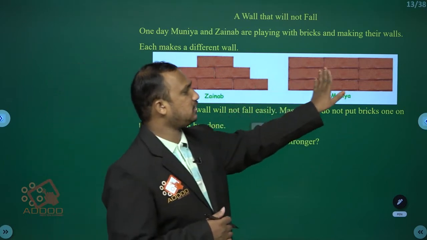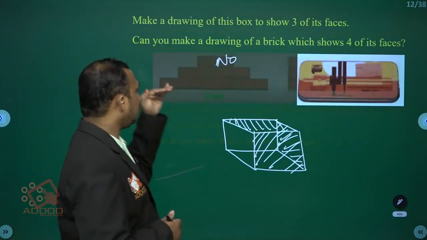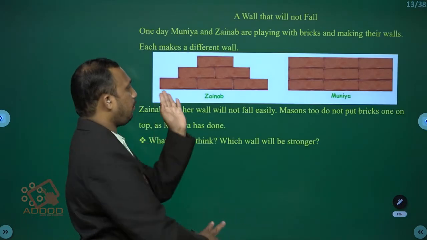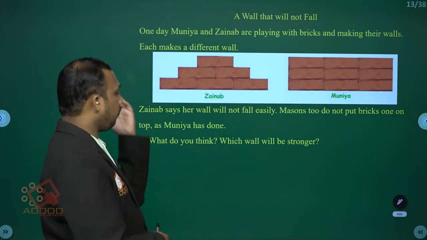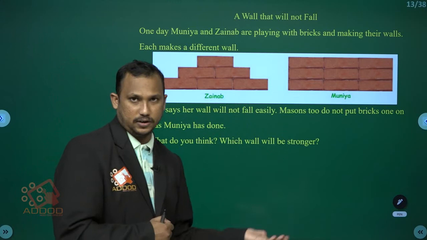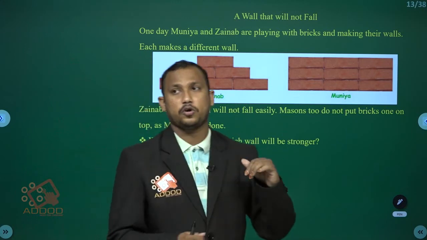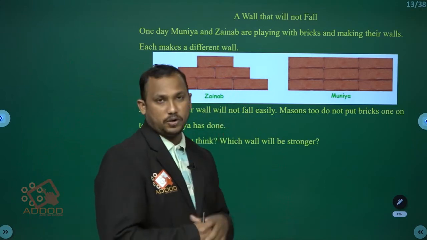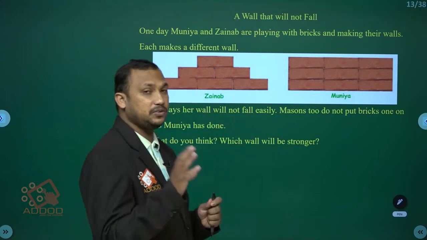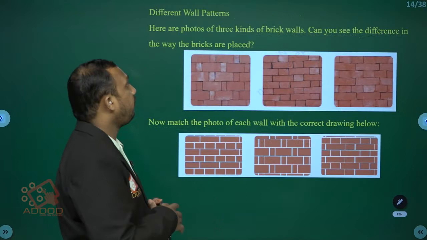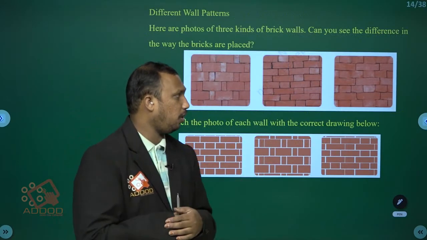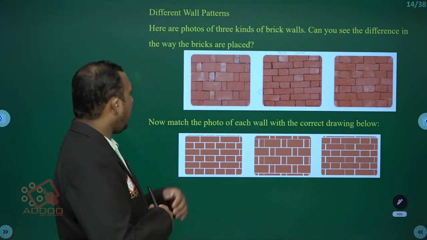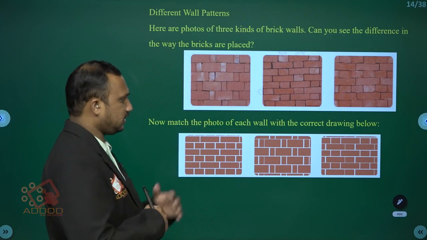And here it is the same pattern. Here the pattern was different. So what is the difference you can find, and which wall is going to fall very easily? What are you thinking, Zainab or Munaya? Okay, you just think about it and answer. Different wall patterns. Oh wow, what beautiful patterns, and the pattern images are these.